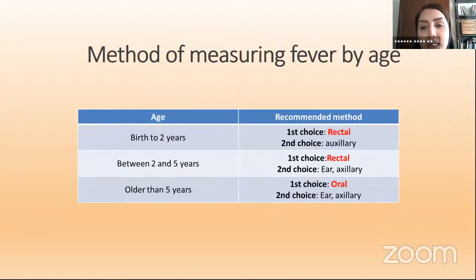And here we have methods of measuring the fever. From birth to 2 years, the first choice is rectal. Between 2 and 5 years, also rectal. And older than 5 years, the first choice is oral. And also, with a thermometer that has mercury, we should be aware: maybe it will break and something bad happens. So we use rectal, and after that oral in children older than 5 years old.